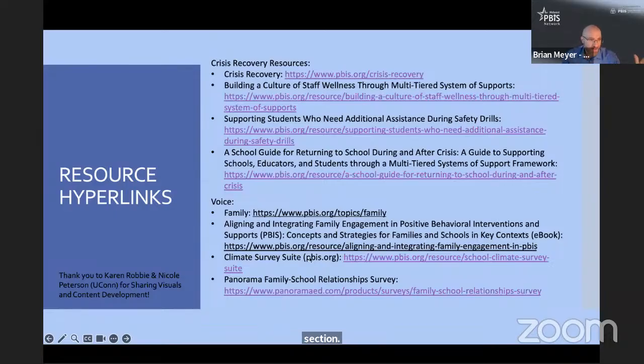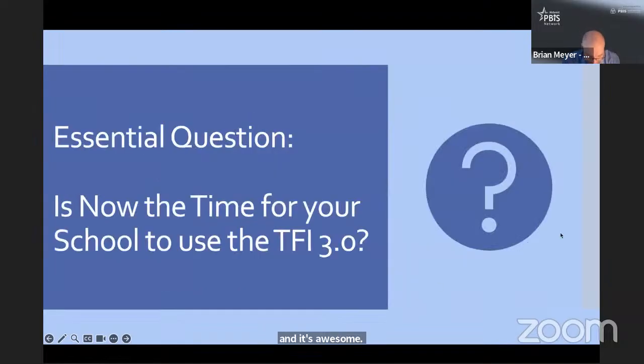So again, Karen and Nicole from UConn, I appreciate them. They're able to gather and put all these things together. It's awesome. More here than anybody has time for. Again, unless you're working on that dissertation. And you go ahead and jump in. Okay.